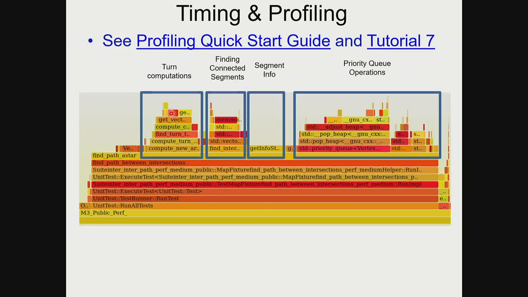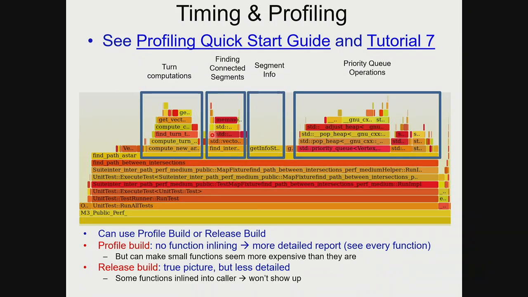So for example, in our golden solution, the turn computations are taking this much of the overall time, and then finding connected segment info, how to query the data structures, and finally the priority queue operations, which is the largest amount of work that we're doing, to heapify, etc. So all of this makes sense to us. You can do something similar in your code to make sure that your functions are running at the time that you're expecting them to.